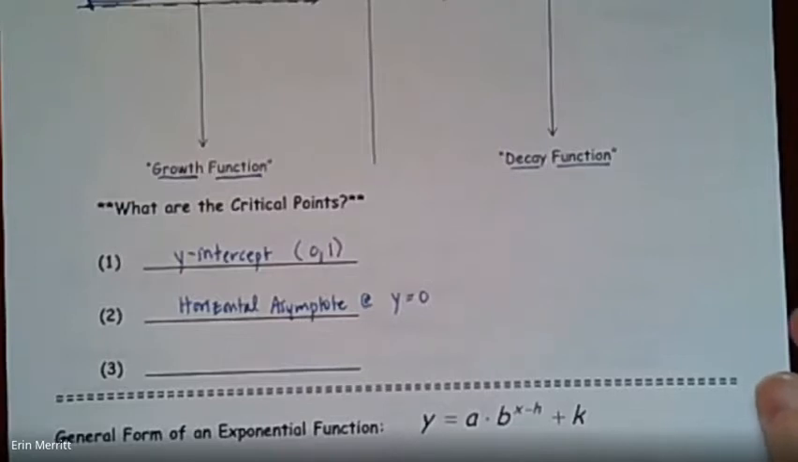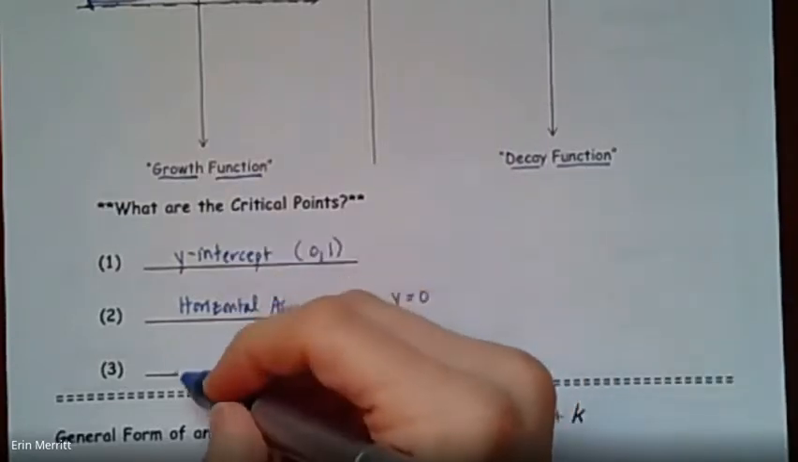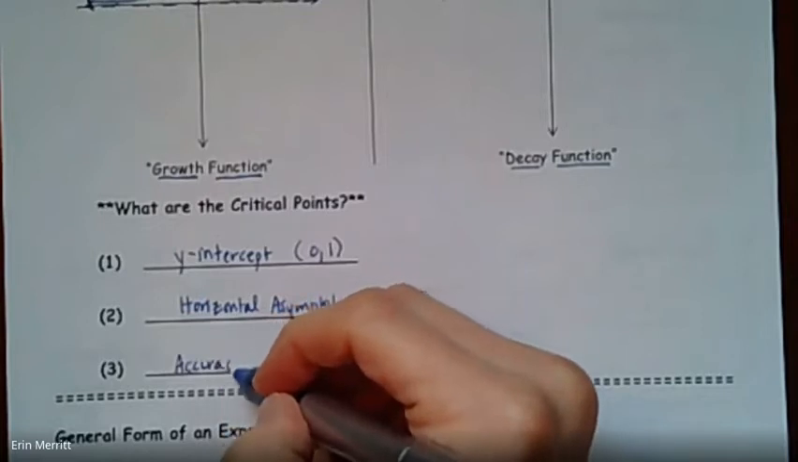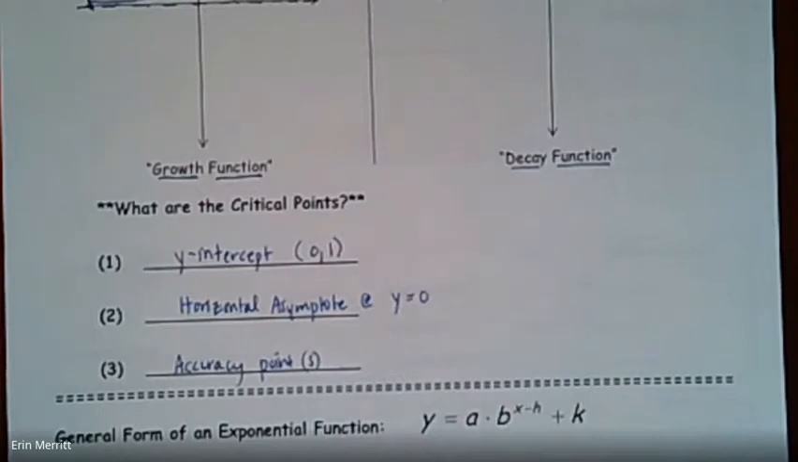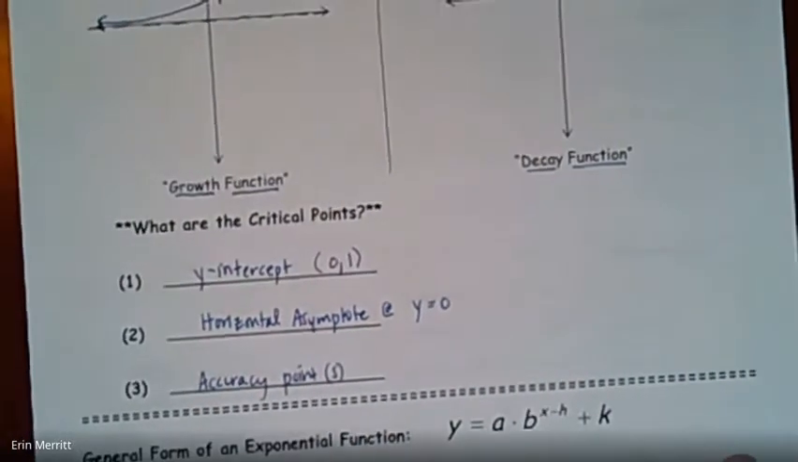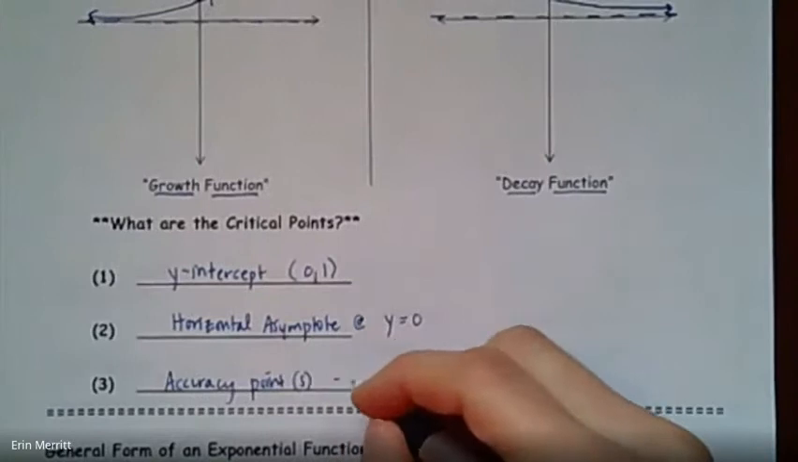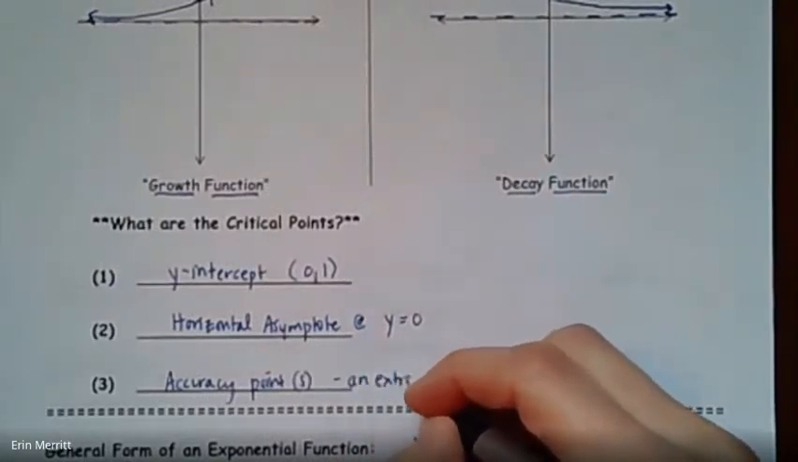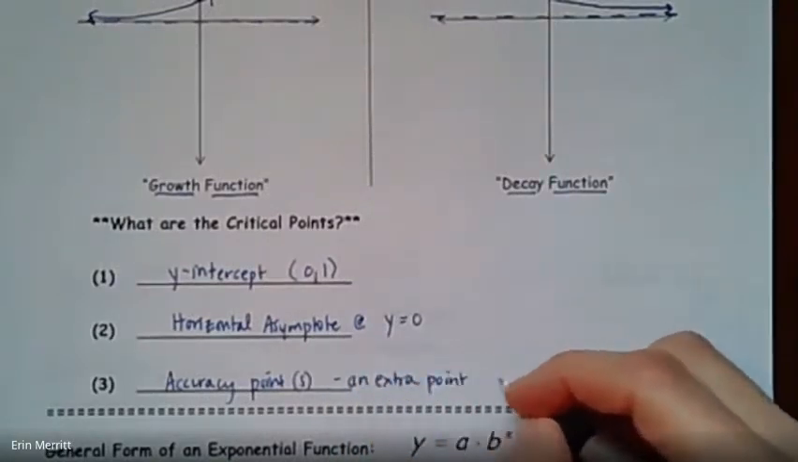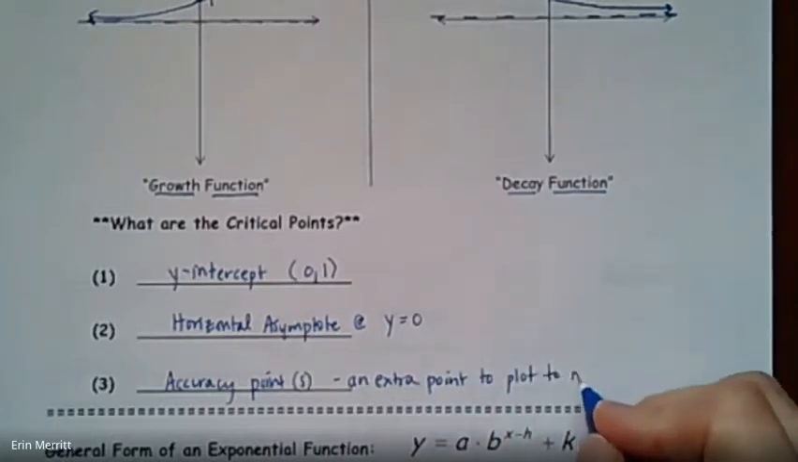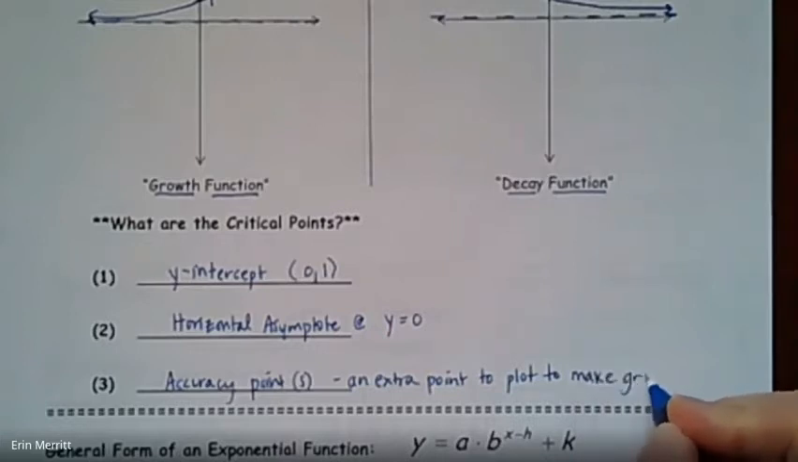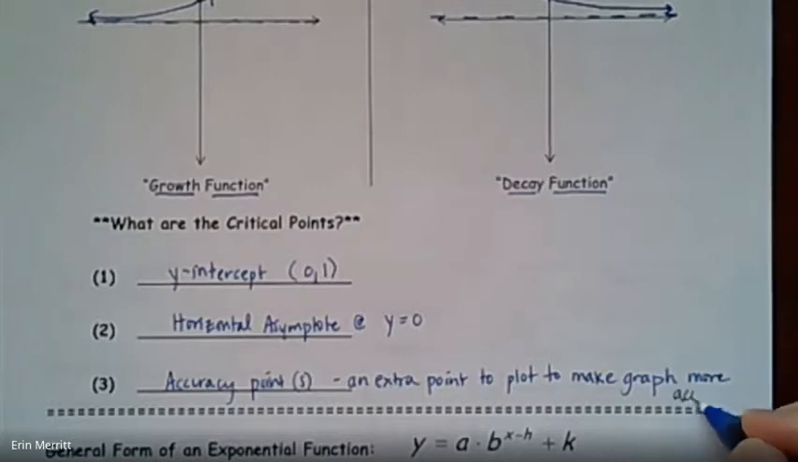And then as for the last part, we're going to pick something called an accuracy point. And you can actually say point or points. So it gives us an extra point to plot to make the graph accurate, or more exact versus just kind of floating out in midair.